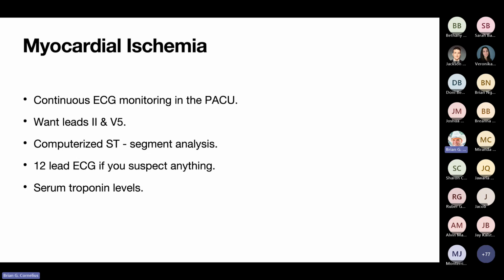In a perfect world, you'd be able to have lead 2 and lead V5 with computerized ST segment analysis. But it doesn't always work out that way. Sometimes you just have 3 lead monitoring capability. So just be mindful that you're not able to assess everything with just those 3 leads. If you have somebody that you think is having an ischemic event, have a very low threshold for getting a 12-lead EKG, getting serum troponin levels, and then talking to the hospitalist about bringing him in for a day or so they can monitor him.